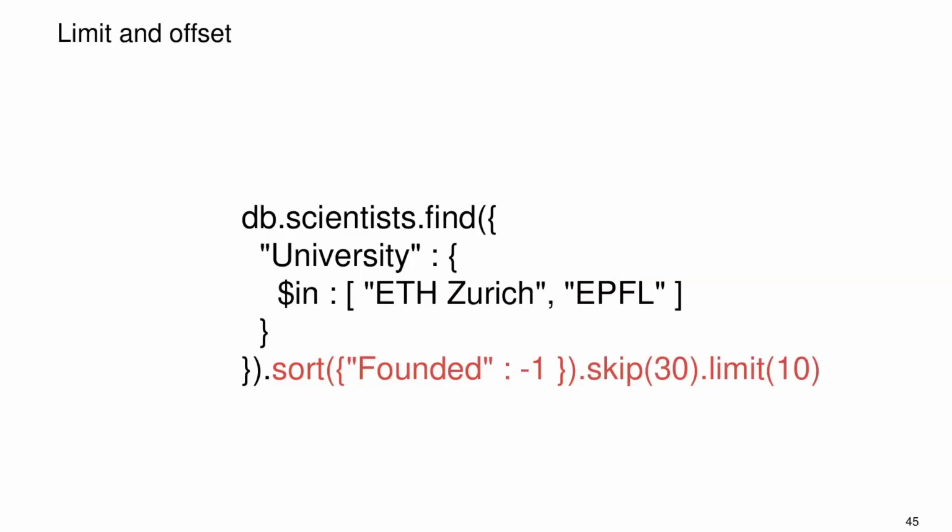You also have skip and limit that correspond to limit and offset in SQL, right? But here again, look at all these parentheses and curly braces and so on, compared to SQL, where you would just write order by founded desc, limit 10, offset 30, right? So I want you to see that the API takes a bit more work to write, with all the parentheses and chained function calls, than a query language.